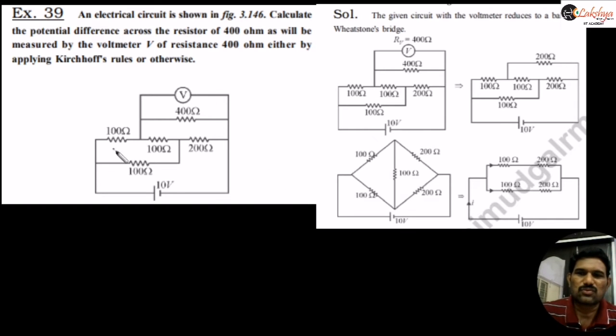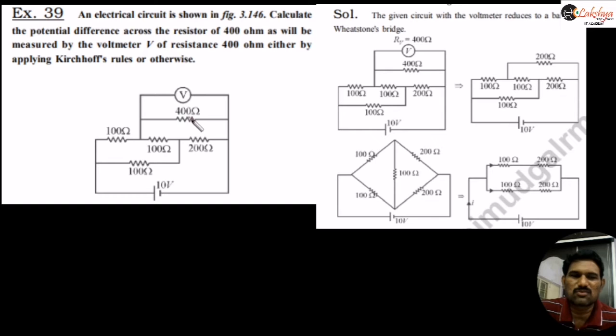Now it is the practical case. We solved already one problem for the ideal case. Now let us see this for the practical case. This is the circuit here: the electrical circuit shown in the figure, calculate the potential difference across 400 ohms, as will be measured by a voltmeter of resistance 400 ohms, either by using Kirchhoff's law or otherwise. That means we need to measure the potential difference across this 400 ohms.